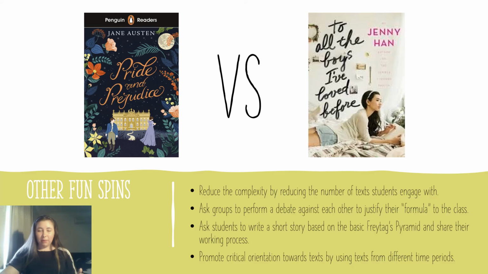So this is just the basic structure of the unit, but there are plenty of ways to simplify it or make it more complex, or add layers to it that could promote critical orientation by perhaps observing the differences in pacing between a Regency period novel and a modern-day rom-com.